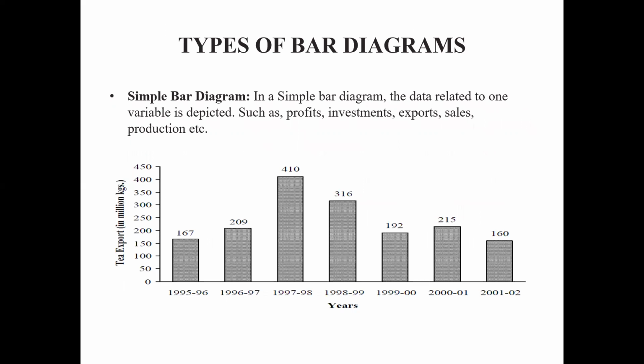First, you can make a simple bar diagram. So as you can see, on your x axis you have airs and on the y axis you have t export. So this is an example of simple bar diagram. In simple bar diagram, the data related to one variable is depicted, such as profit, investment, export, sales, production.